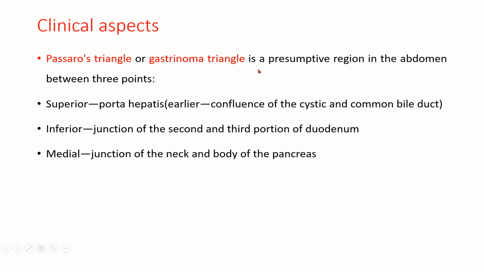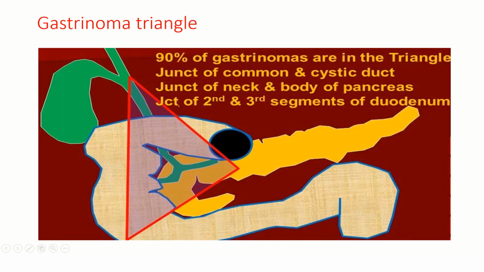Passaro's triangle, or gastrinoma triangle, is a presumptive region in the abdomen between 3 points. The 3 points are like this. Superiorly, it is the confluence of the cystic and common bile duct, or a few also consider it as the porta hepatis. They take either the porta hepatis as a point or the confluence of the cystic and common bile ducts. Then inferiorly, the junction of the second and third part of the duodenum. Medially, the junction of the neck and body of the pancreas. If we draw a triangle joining these 3 points, that forms the gastrinoma triangle or Passaro's triangle.